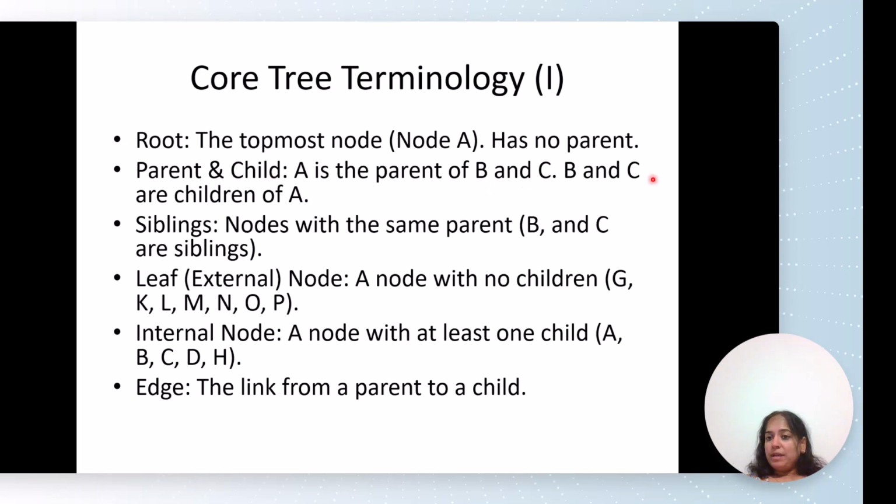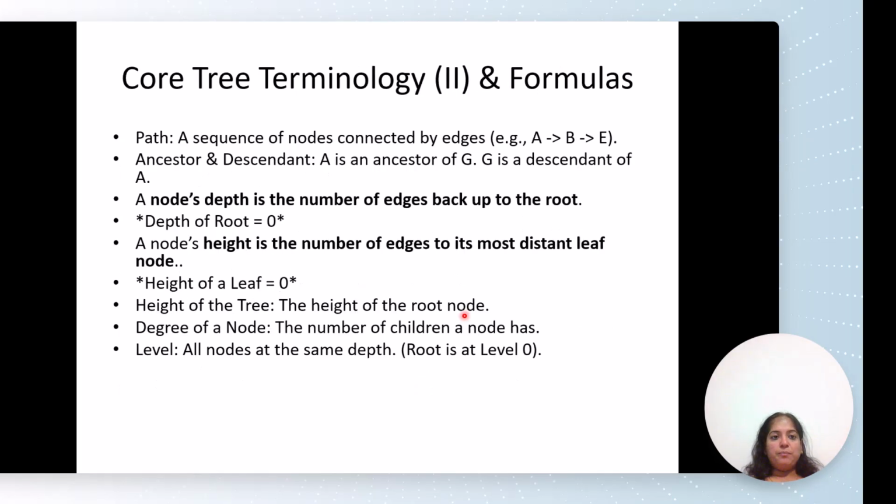So the topmost node, which is node A, has no parent; that is the root node. A is the parent of B and C. B and C are the children of A. Siblings are nodes with the same parent. Leaf or external nodes: a node with no children is called a leaf node. A node with at least one child is called an internal node or non-leaf node. And the edge, the link from parent to child, is called an edge.